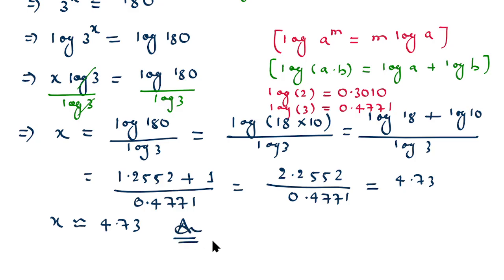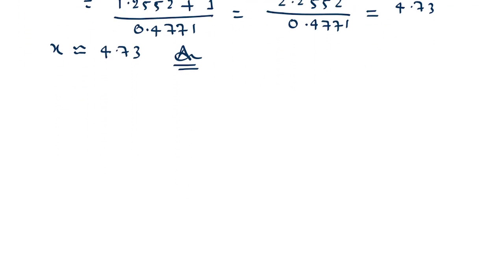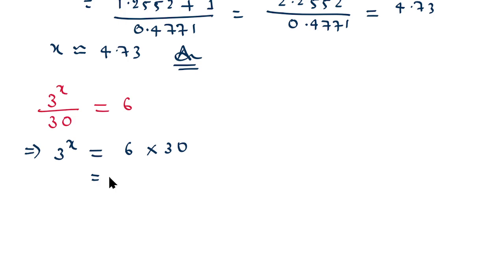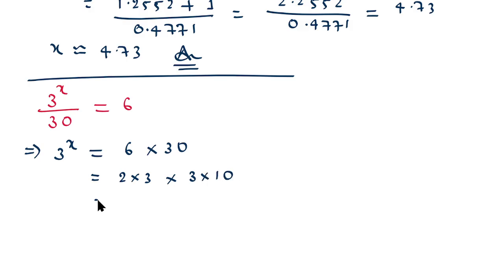Okay, in the second method we can write this question as 3 to the power x upon 30 is equal to 6. So we can write this question first as 3 to the power x is equal to 6 into 30. From here I am using the second method, so watch this completely. 6 I can write as 2 into 3. 30 I can write as 3 into 10. Further, we can write this as 3 to the power x is equal to 3 to the power 2 into 2 into 10, that is 20.